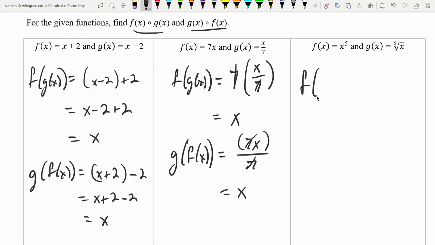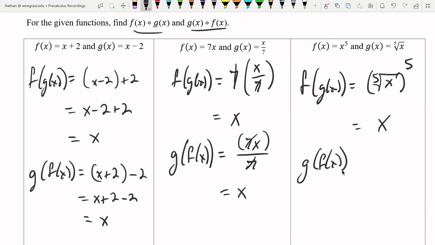Finally, f of g of x here is going to be f of x, which is x to the 5th power, and then we plug in the 5th root of x into there. Of course, the 5th power and the 5th root cancel, and we get x. G of f of x equals the 5th root of x, but now x is x to the 5th, which is f of x. Those cancel, and we get x as a result.